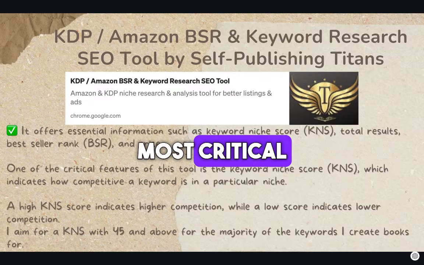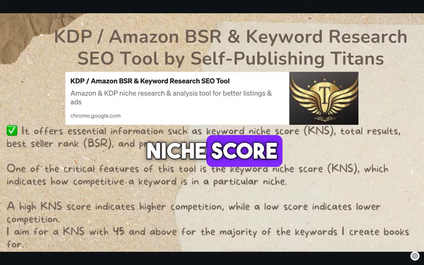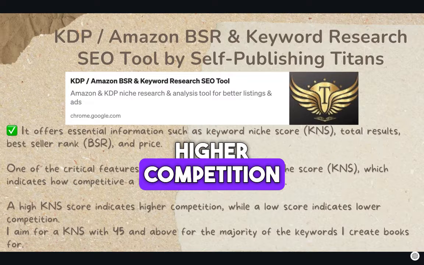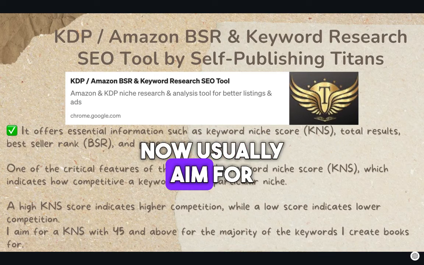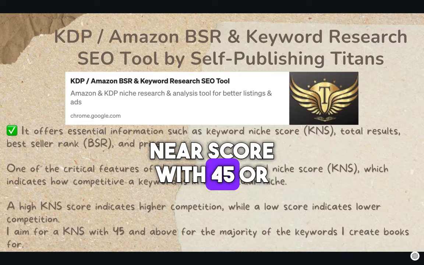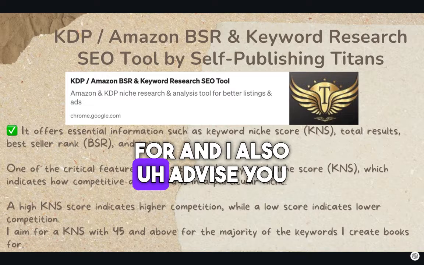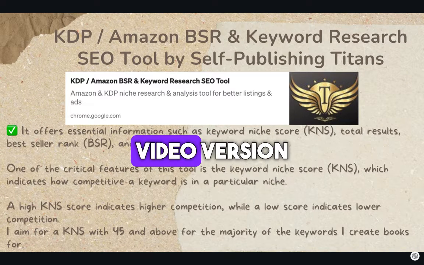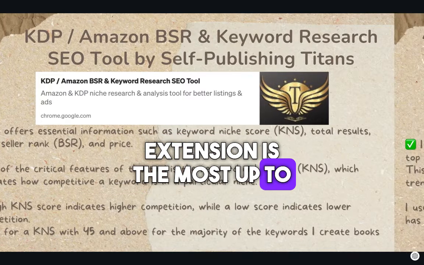Now, one of the most critical features of this tool is the keyword niche score. Keyword niche score indicates how competitive a keyword is in a particular niche. A high keyword niche score indicates higher competition, while a low score indicates lower competition. Now, I usually aim for a keyword niche score of 45 or above for the majority of the keywords I create books for. And I also advise you to keep an eye out for updates, because as of making this video, version 2 of the Self-Publishing Titans Chrome extension is the most up to date.